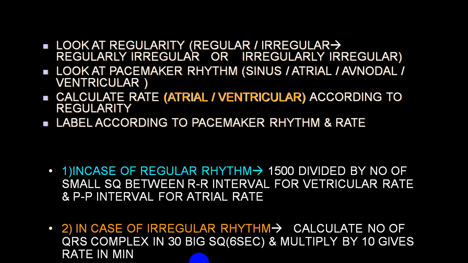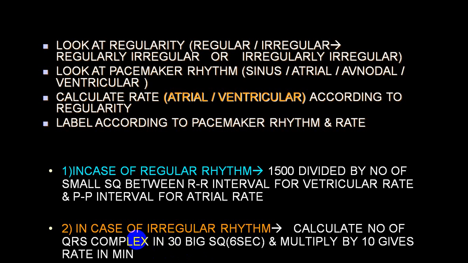But in some diseases where the atrial impulse may not be transmitted to the ventricle, your atrial rate and ventricular rate will be different. We'll show you those conditions in subsequent slides.